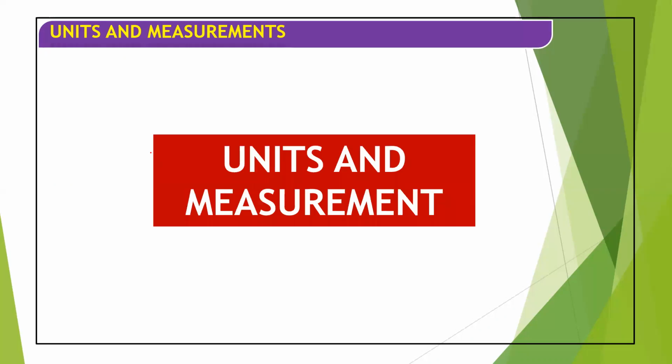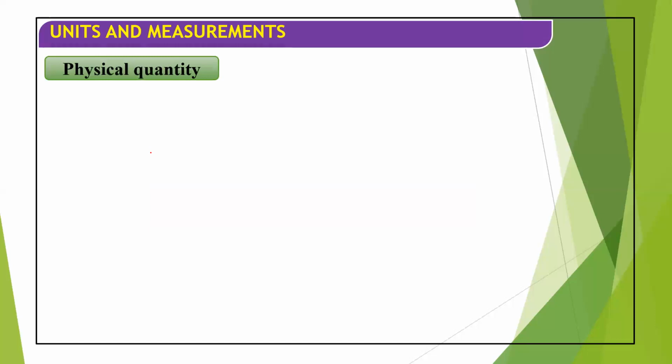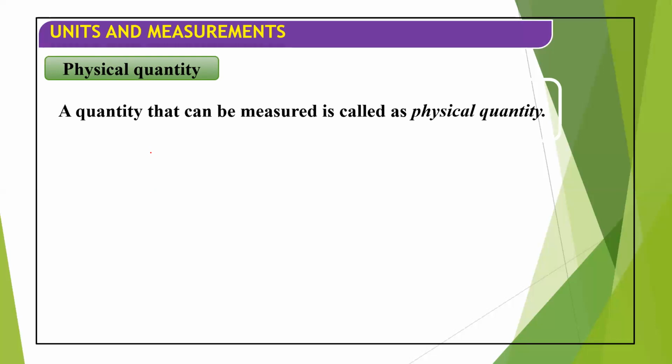The first thing we are going to discuss in this chapter is physical quantity. So what is a physical quantity? In simple words, a physical quantity is anything that can be measured. Any quantity that can be measured and expressed in terms of some numerical value, I can call it a physical quantity. Any quantity that you can measure is basically called a physical quantity.